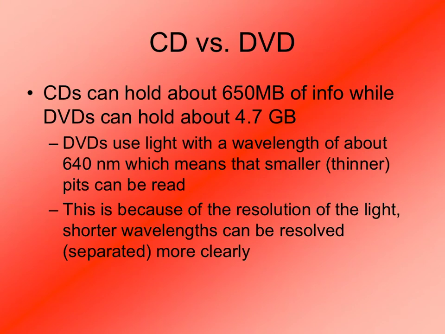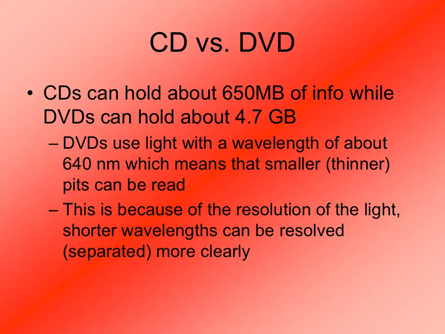Now if we compare CDs versus DVDs, what we find, and you've probably noticed this, is that DVDs hold a lot more information. Your average DVD can hold almost 5 gigs of information, while CDs can only hold about 650 megs. The reason for this is that DVDs use a different light, about 650 nanometers rather than the 780 that CDs use.